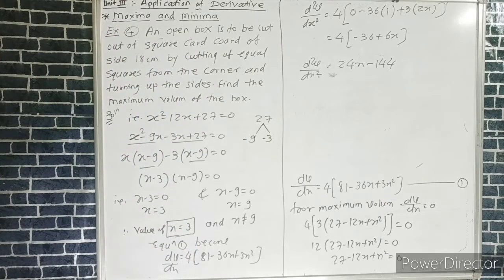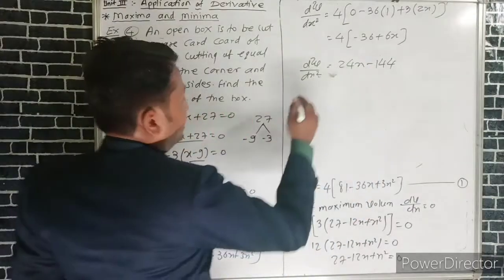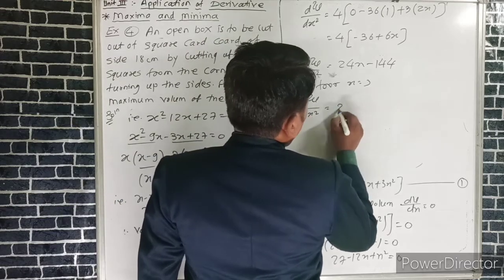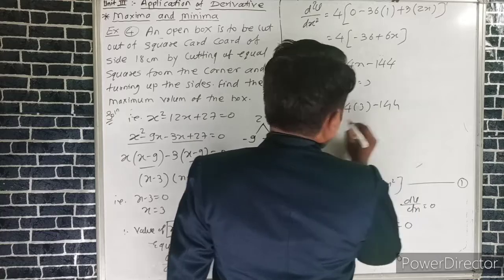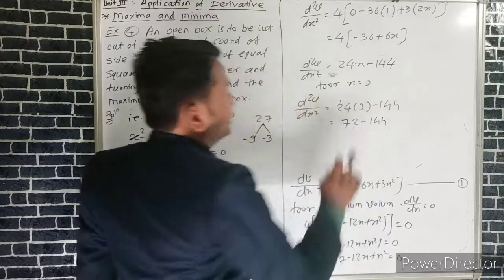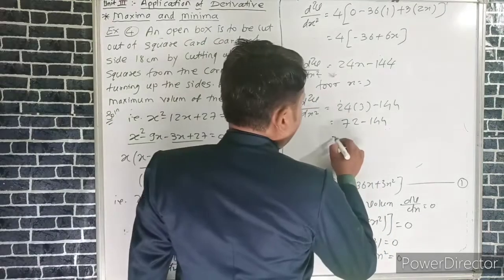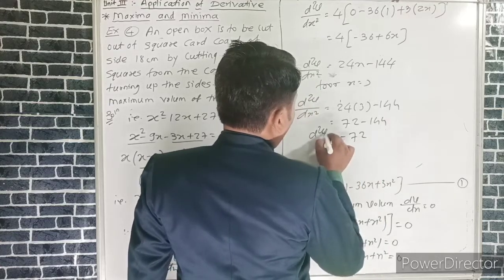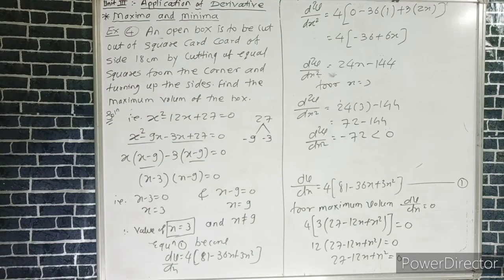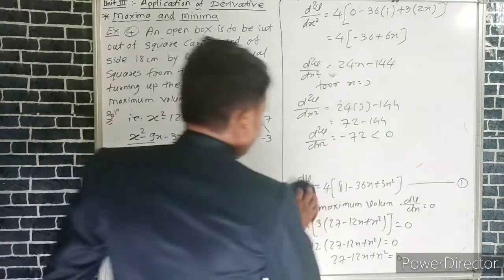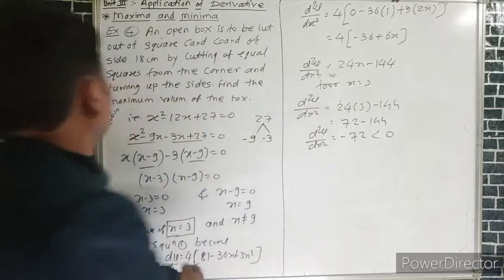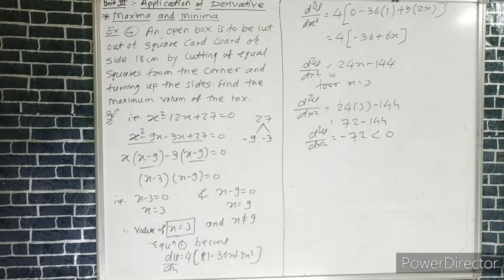If we put the value of x, which is 3, we can see that d2V upon dx square is equal to 24 into 3 minus 144. 24 into 3 is 72 minus 144. We can write minus 72, which is d2V upon dx square less than 0. If the value of the second order derivative, d2V upon dx square, is negative, meaning less than 0, then we can say that the volume of the box is maximum.